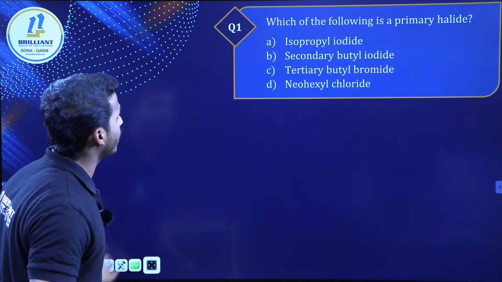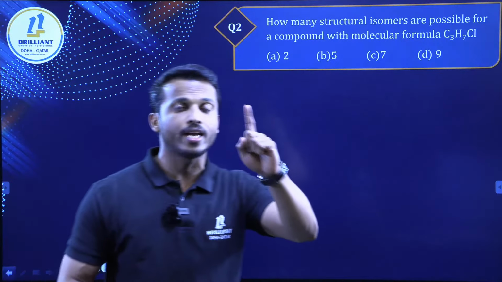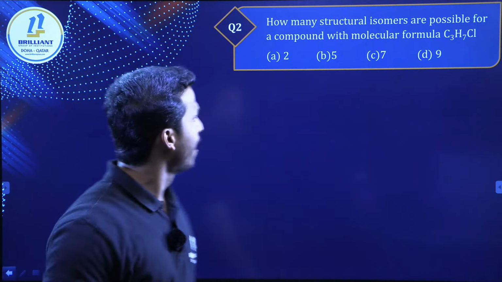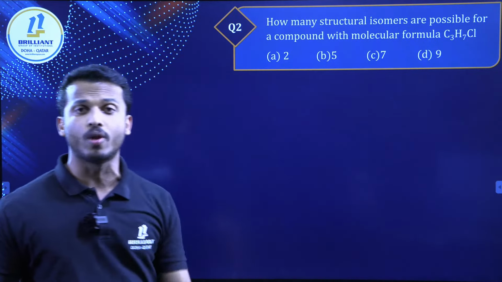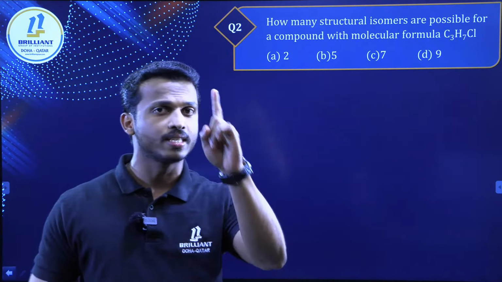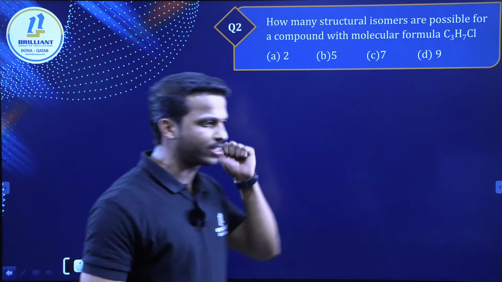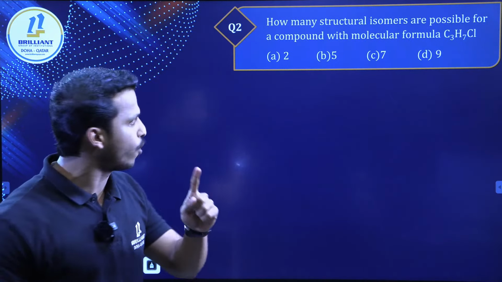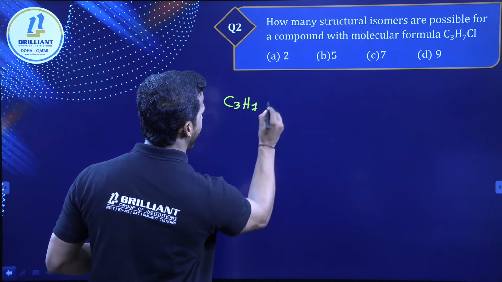In question number 2, it is given: how many structural isomers, that is, same molecular formula but different structures, are possible with the molecular formula C3H7Cl? I'm waiting for your answer. Dear all, give a correct answer in the chat box. How many structural isomers are possible with the formula C3H7Cl?